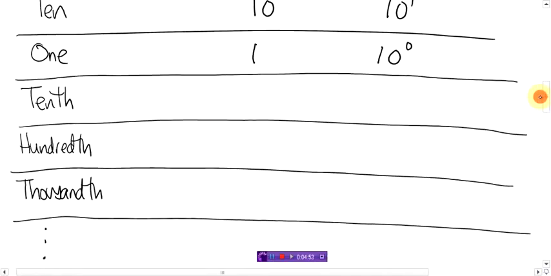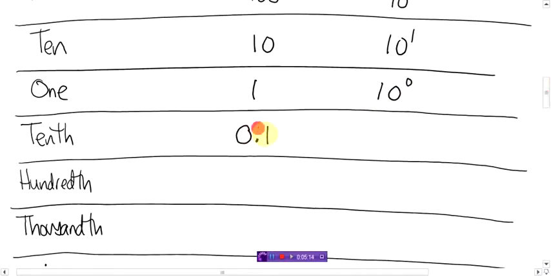Now, what about things less than 1? A tenth. A tenth in decimal would be 0.1. So you can imagine the zeros are now on the other side of the decimal, crossed over that. Now we're less than 1.